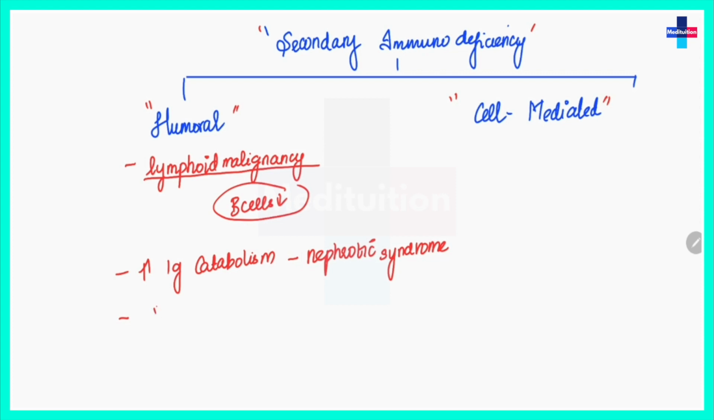Or there can be a disease where there is going to be excessive production of abnormal immunoglobulins, and that disease is nothing but multiple myeloma. So in multiple myeloma, there is going to be excessive production of immunoglobulins. Immunoglobulins will be increased, but all these immunoglobulins are abnormal in nature, so they cannot produce an effective immune response. So after humoral immunodeficiency, we have cell-mediated immunodeficiency.